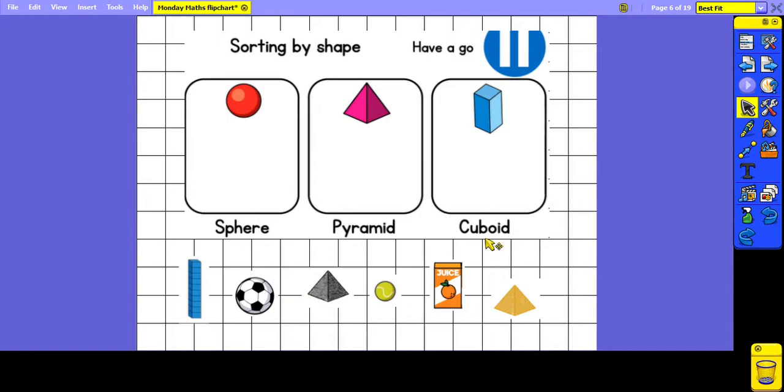Here I would like you to sort the real life objects into the correct group. So you're looking for spheres, pyramids and cuboids. Pause the video now and have a go.